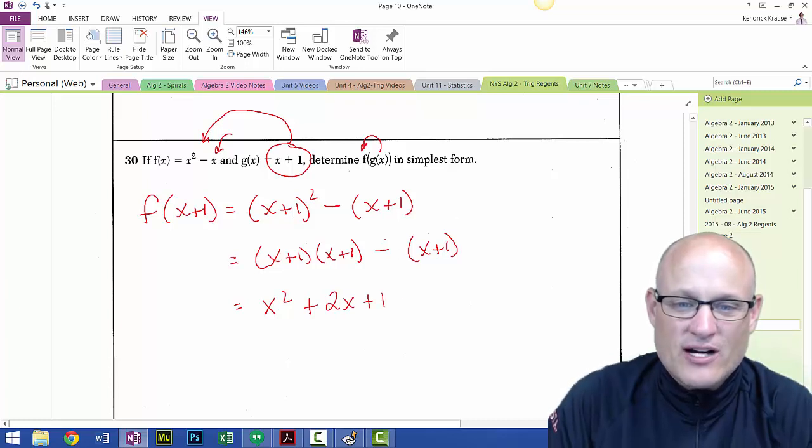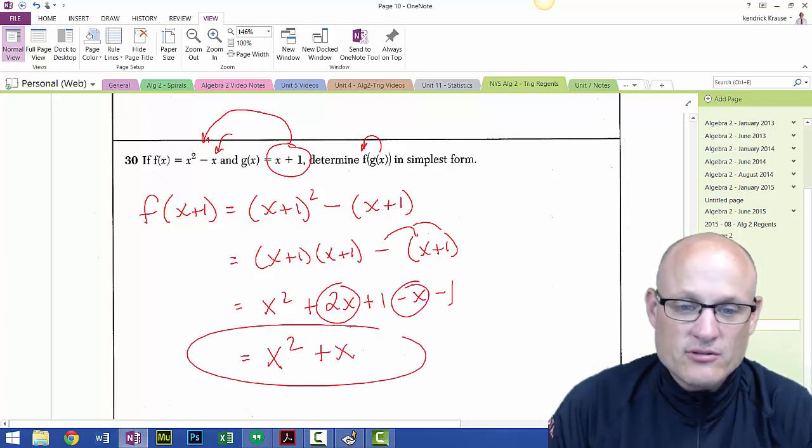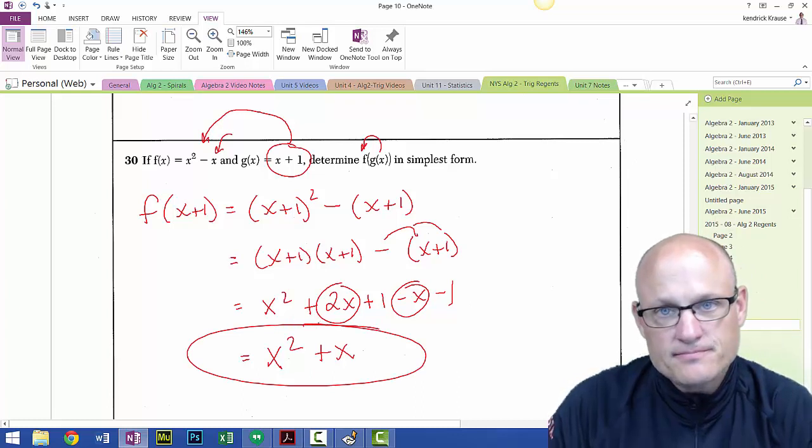And then I think what you forgot to do is distribute this negative. Minus x minus 1. So to get 2 full points, you needed to write x squared. Now 2x minus x is plus x. And the ones cancel, there's the answer.